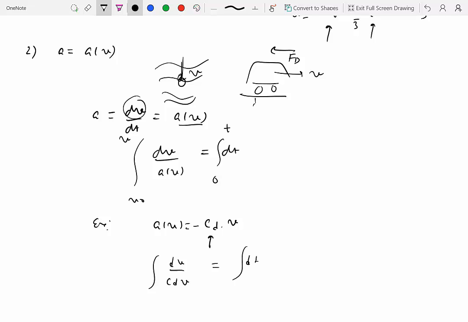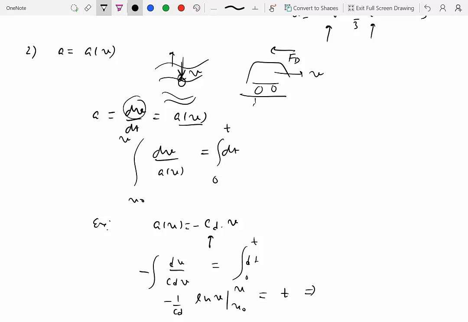So if we were talking about this case, v is this way, then acceleration is actually pointing in the opposite direction, which means it's essentially a deceleration. So this is really a negative sign over here. So we get minus 1 over Cd, and this will be ln of v. So that's log base e, the natural log, v changing from v0 to v equal to time changing from 0 to t, so that's t, right?